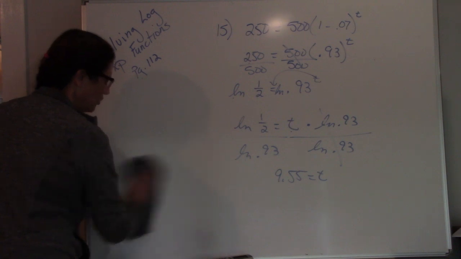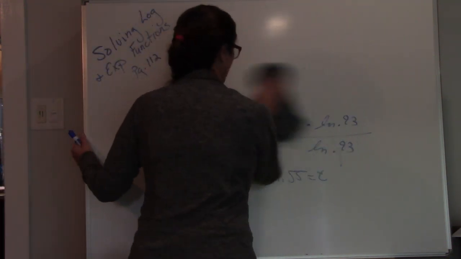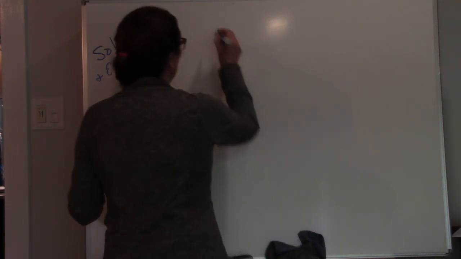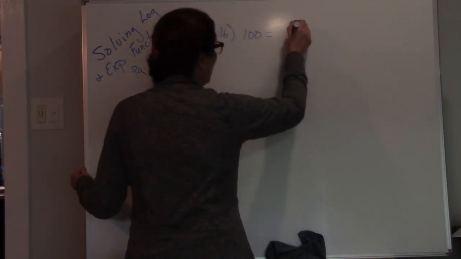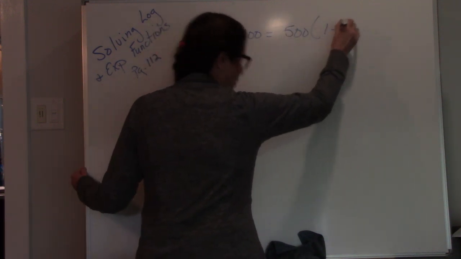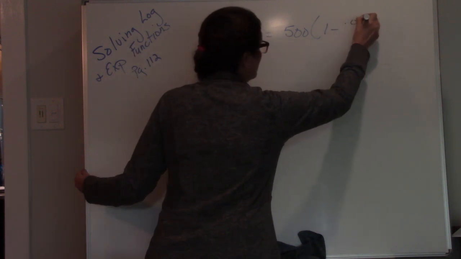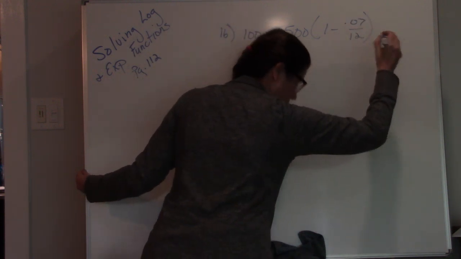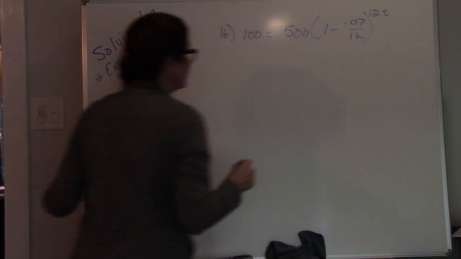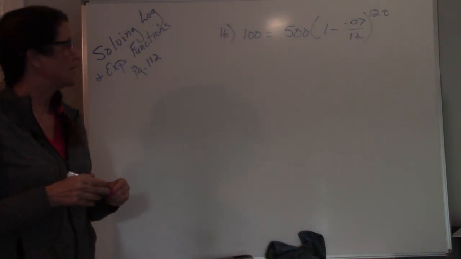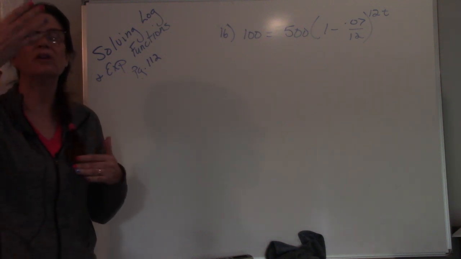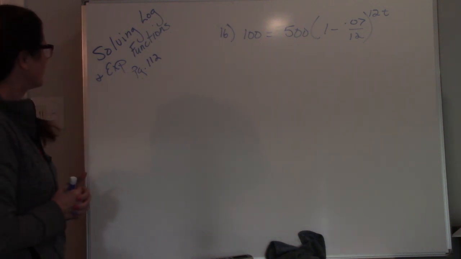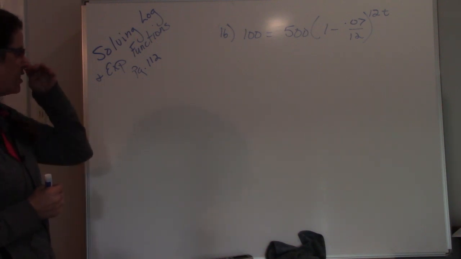Okay, so let's try number 16. Number 16 is 100 equals 500 times 1 minus 0.07 over 12, all raised to the 12t. This is actually an example of a compound interest problem, which we are going to get into, I believe, in the next section.